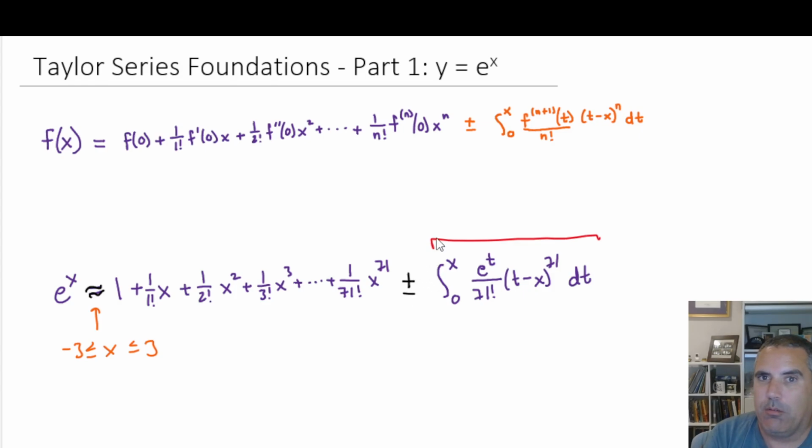But I can't really do that. And that's not a nice integral to compute. So somebody had the idea of, well, let's just replace this by the biggest it can be. And on this interval, that would be e to the third.